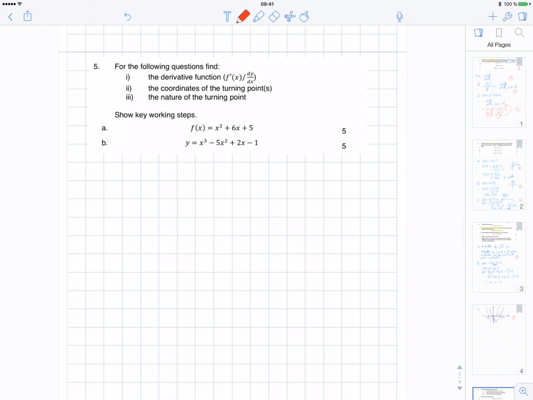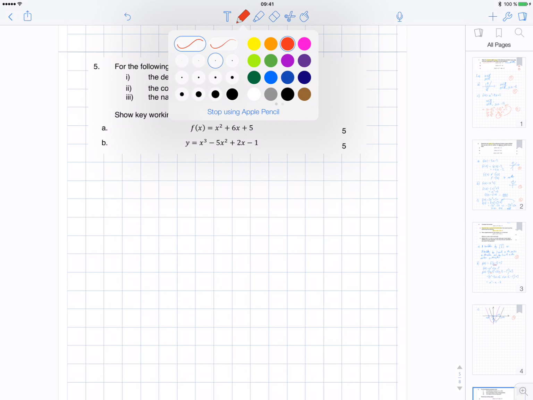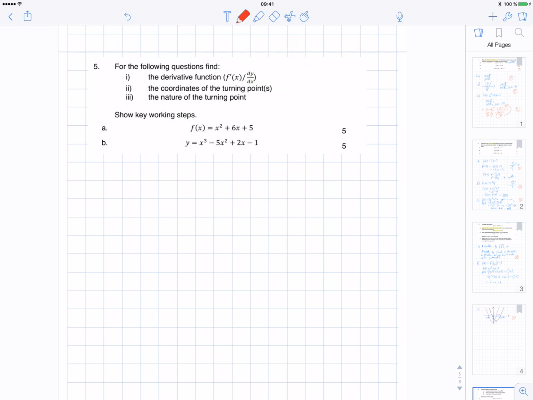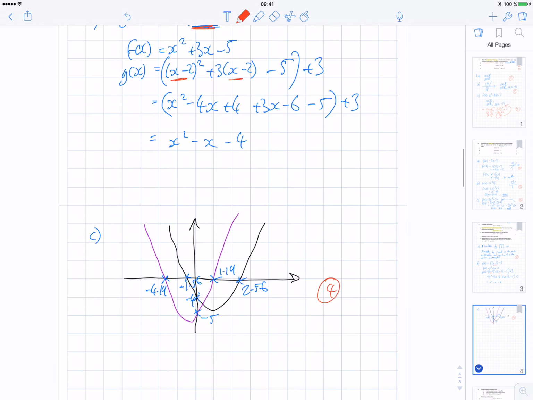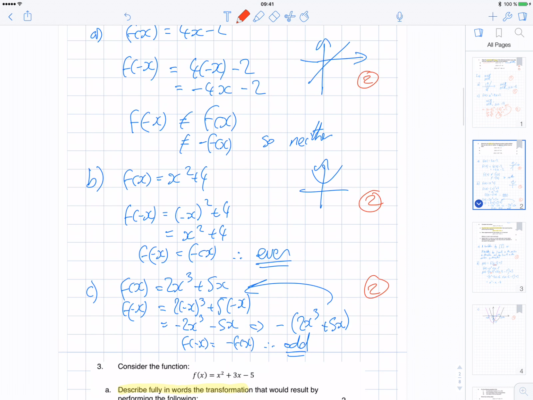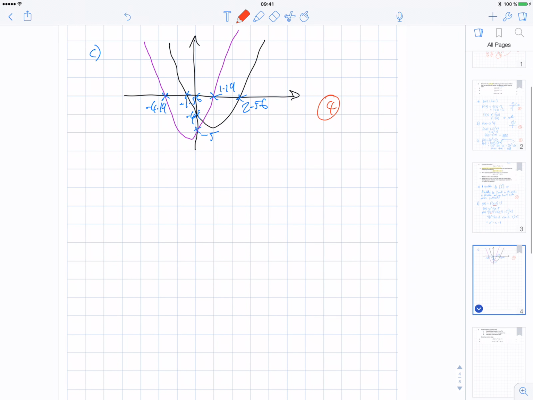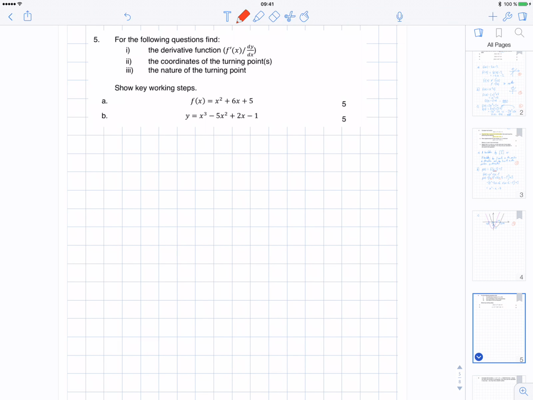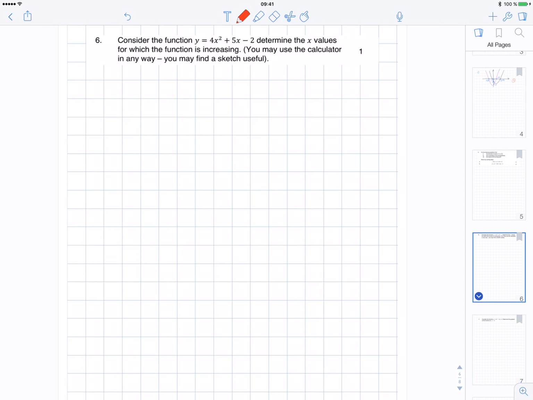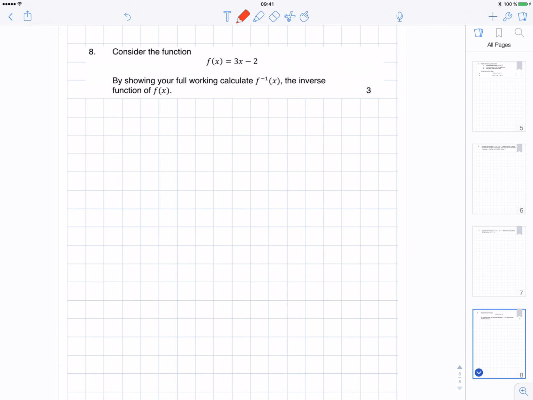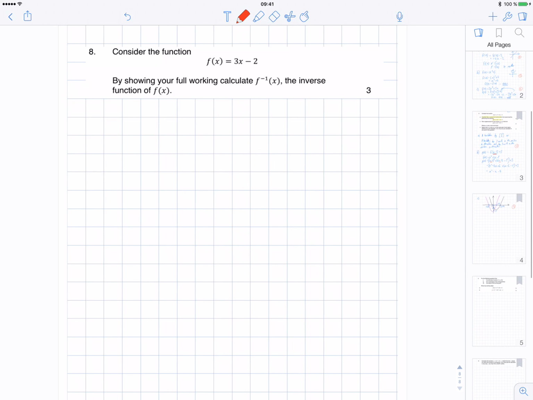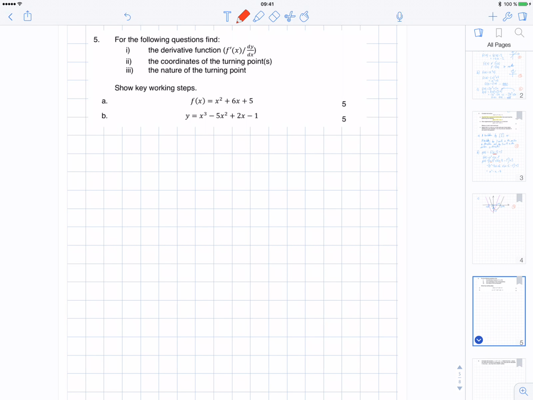Now on to question 5. Question 5 already? I think we might have missed a question out. That's question 3. 2. Have I missed out question 4? I might have to go back to question 4. Okay, I'll come back to question 4. Don't worry, I'll do question 4 at the end. So question 5.